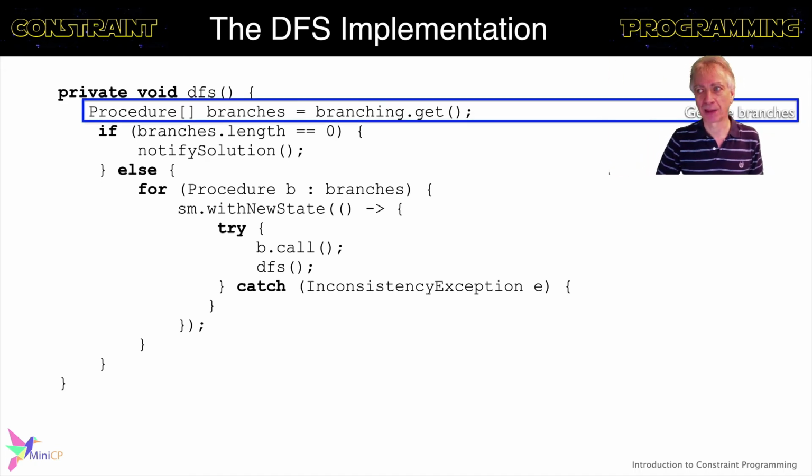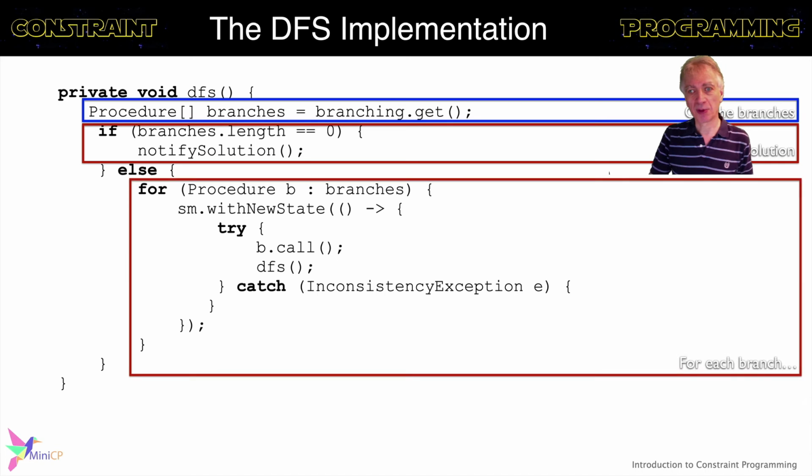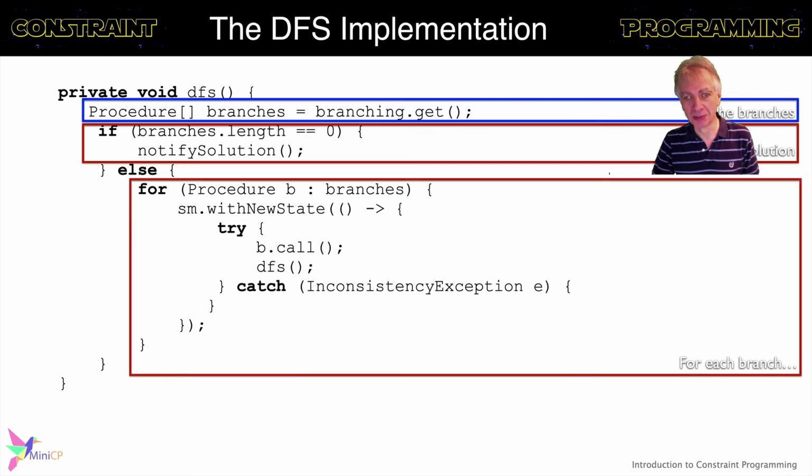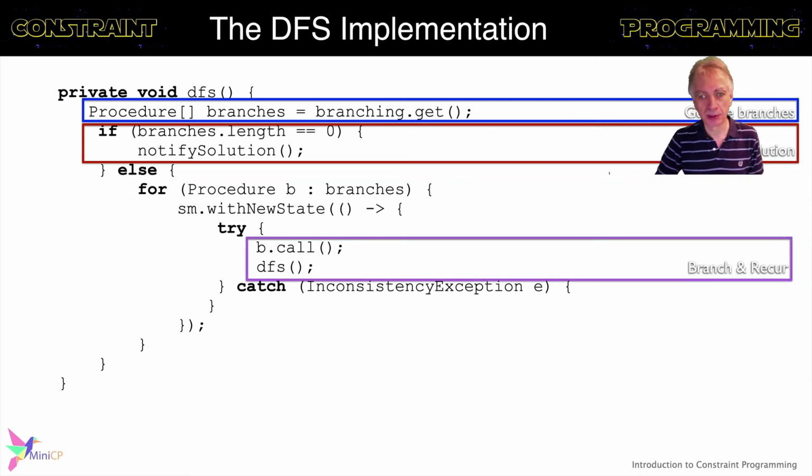Otherwise, what am I doing? So what I'm doing here is essentially exploring every one of the branches. For every one of the branches, what am I going to do? I'm going to call the branch that I have. So I'm iterating over every one of the branches. I call the branch, and then I call the depth-first search recursively.